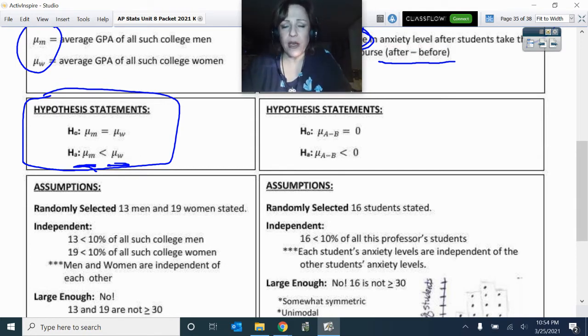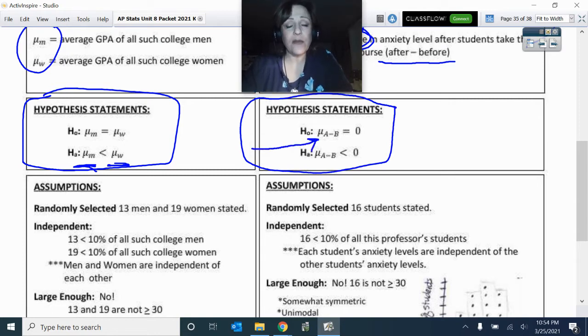Look at this over here, though. Our hypothesis statement is about one mean. Is the average of those change in scores 0? Or has the anxiety level decreased? So that's less than 0. That would mean after is less than before, so that's less than 0.